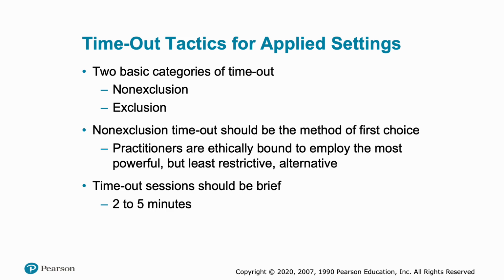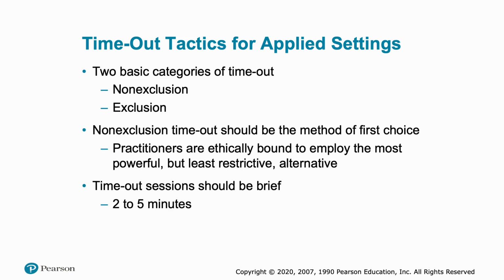Okay. Non-exclusion timeout, we're going to discuss the distinction between these two, but just in a general sense, non-exclusion timeout is when you try to keep the person in the environment and you simply withhold reinforcers from them. And then exclusionary timeout is when you completely remove the person from the time-in environment for a few minutes.